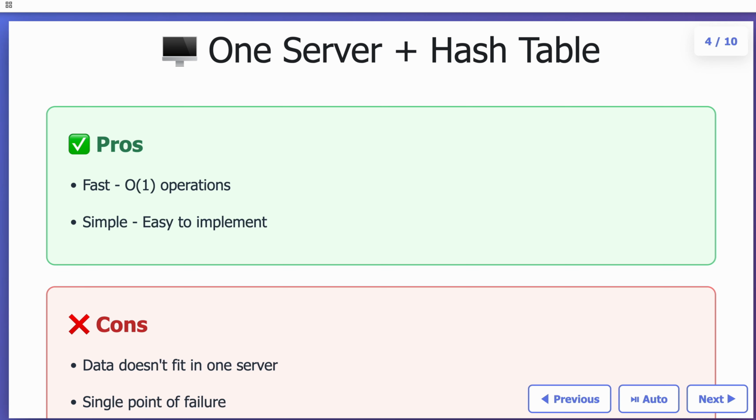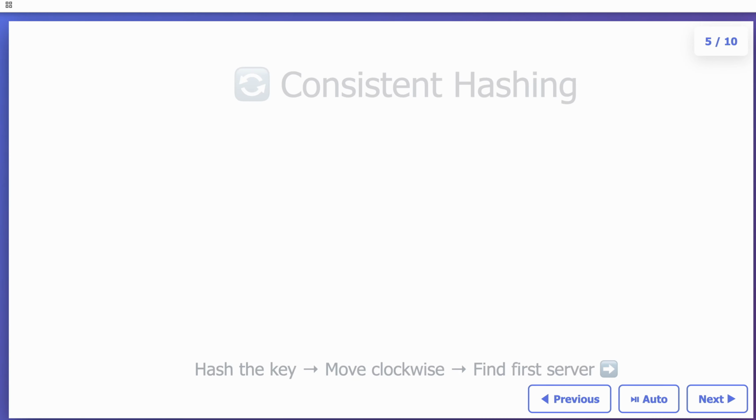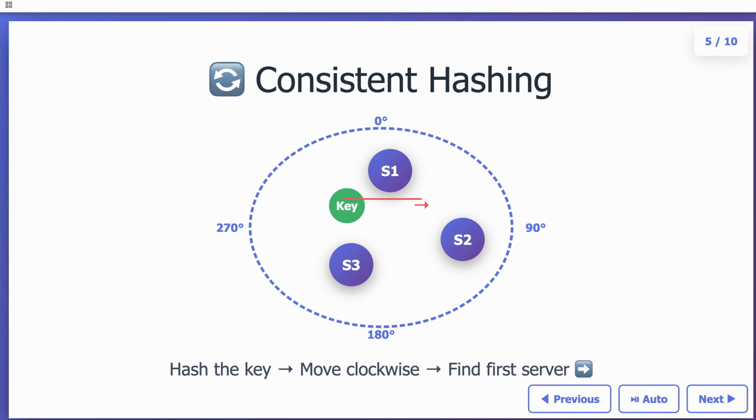The simplest approach? Use a single server with a hash table. Put operation. Hash the key, store in memory. Done! Get operation. Hash the key, retrieve from memory. Simple. This works great for small scale. It's fast, it's simple. But what happens when data doesn't fit in one server? Or when that server crashes? We lose everything. No availability, no scalability. This is where distributed systems come in.